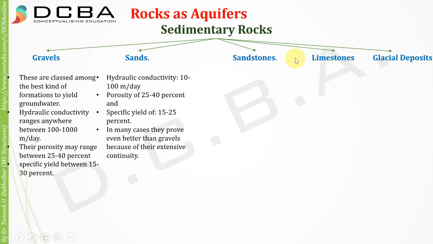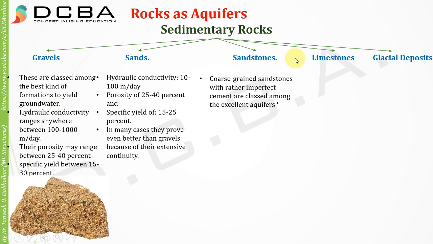In many cases they prove even better than gravels because of their extensive continuity. So since sands have greater depths as compared to gravels, they are very long as compared to gravels, meaning they are well spread across a particular area, so they prove to be better in certain cases. Sandstones, so coarse grained sandstone with rather imperfect cement are classed among the excellent aquifers.